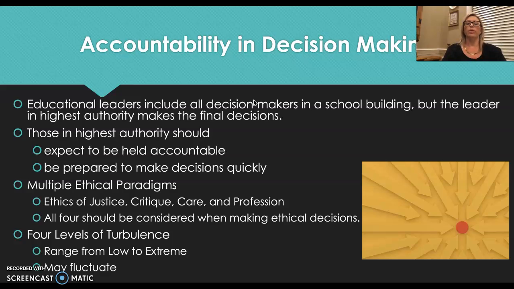Many times, these leaders are required to make quick decisions to prevent issues from causing turbulence that could interfere with the whole educational process. When making ethical decisions, it is important that they consider all four of the multiple ethical paradigms. These include the ethics of justice, the ethics of critique, the ethics of care, and the ethics of profession. When leaders do this, they begin to put their personal convictions aside. The four levels of turbulence, ranging from low to extreme, may be seen during the decision-making process, and the leader may see a situation move along the spectrum throughout the process. The multiple ethical paradigms will be explained, as well as the impact of the turbulence theory.